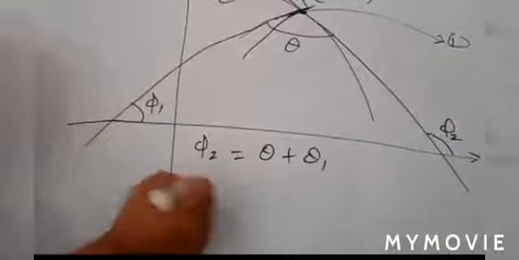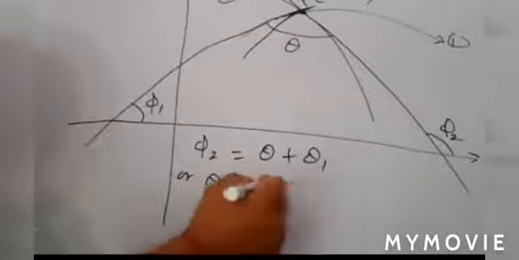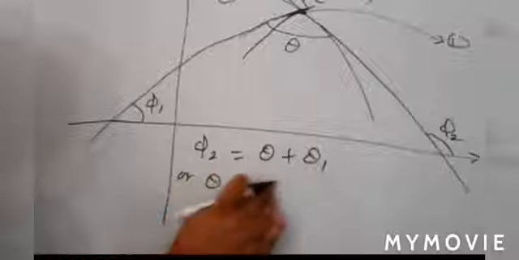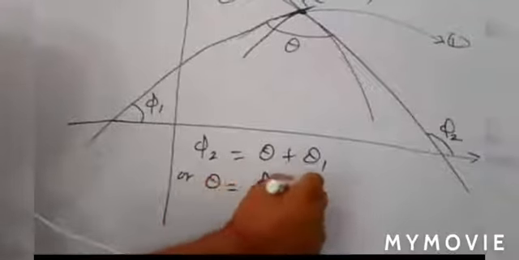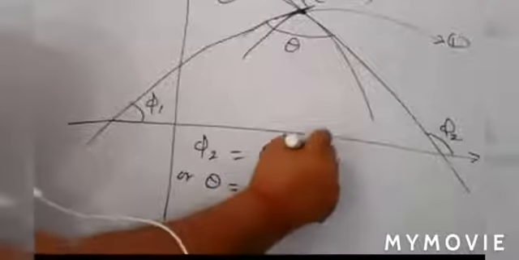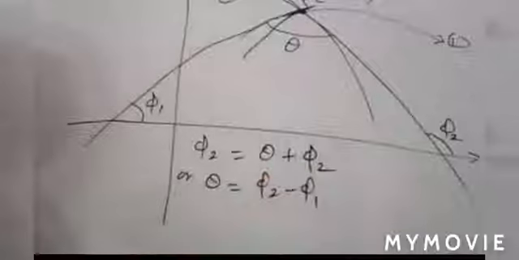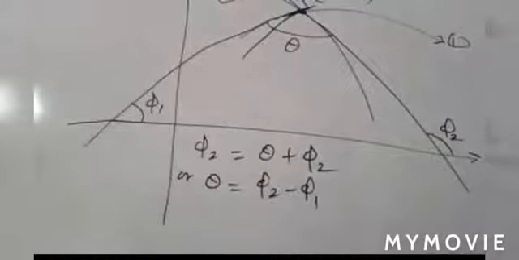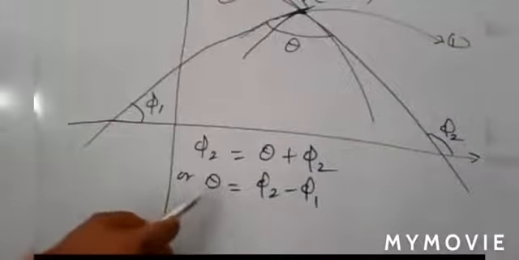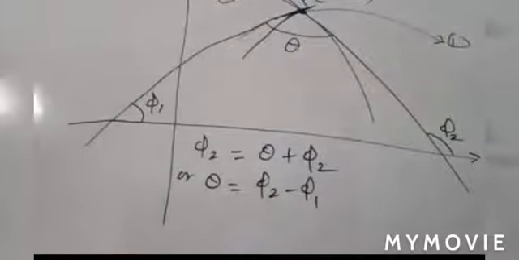Or the value of theta is equal to phi 2 minus phi 1. Here I am taking it as phi 2, so phi 2 minus phi 1. You can write it in this way. Understand? So the value of theta comes out by this relation: theta is equal to phi 2 minus phi 1.